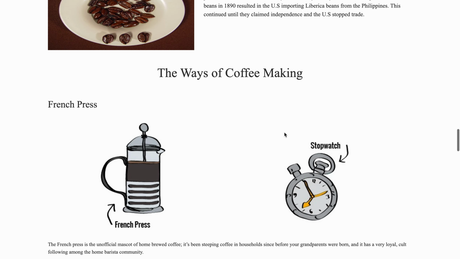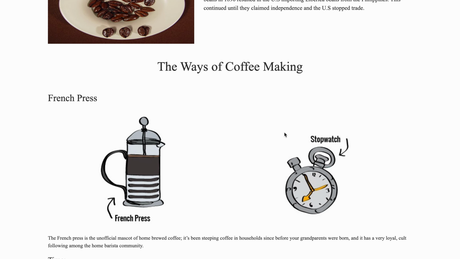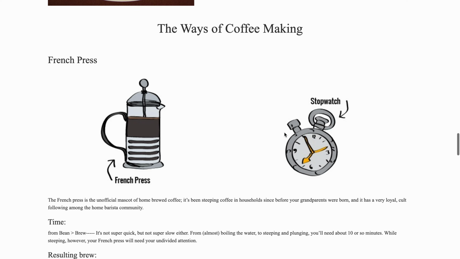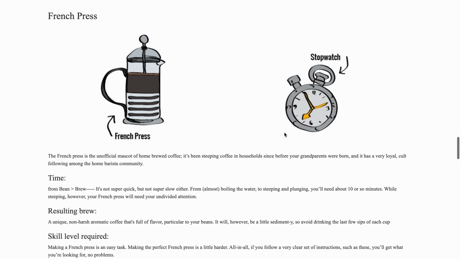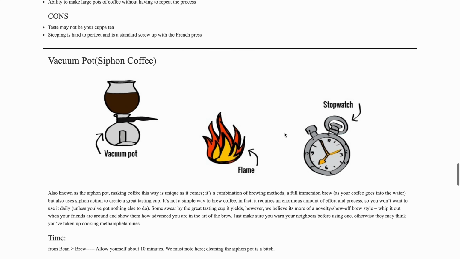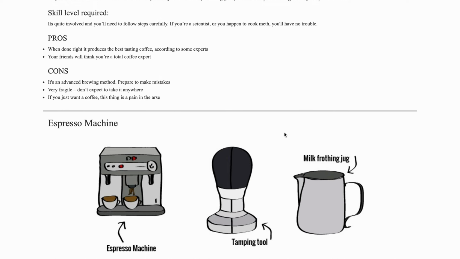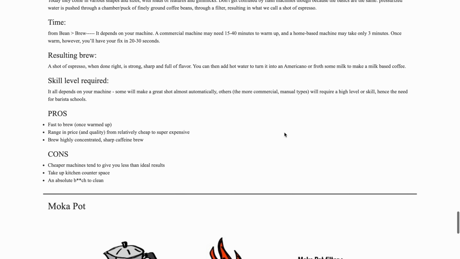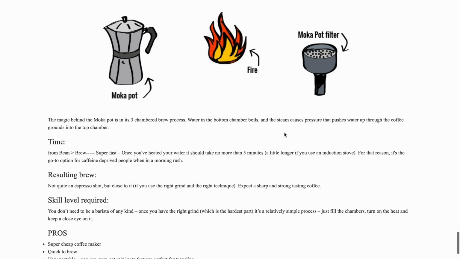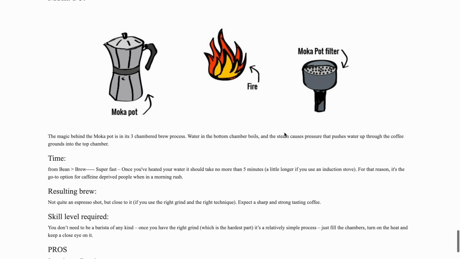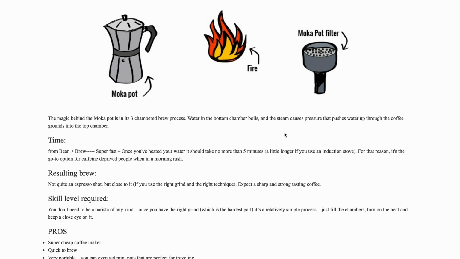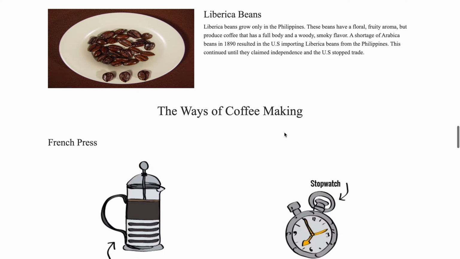And then I will introduce some ways of coffee making. The first is the French press, and the second is the vacuum pot and the espresso machine. There are many interesting stories on my introduction page. You can read a lot and learn a lot.